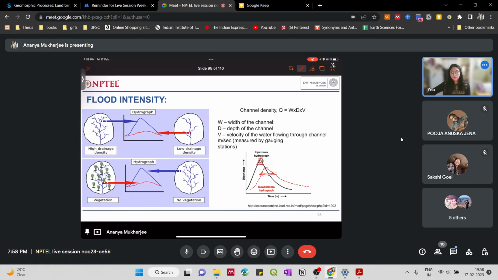If you have a higher drainage density, there is more discharge. If you have a low drainage density, you have a lesser intensity flood. Also, if you have more vegetation, your flood intensity is going to decrease, and if you have no vegetation, your flood intensity is going to increase, so your discharge is higher. So channel density is going to affect your discharge.